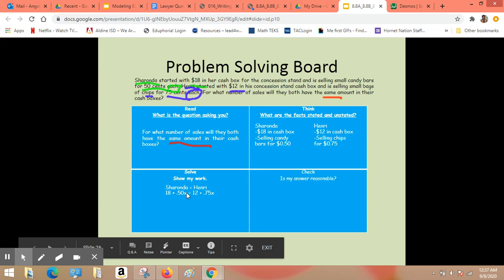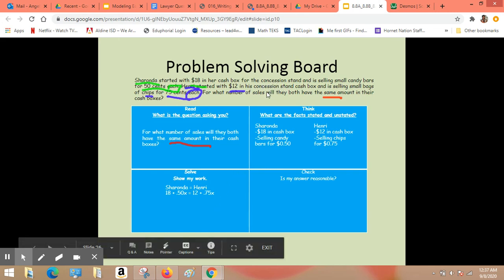So 50 cents each bag, x. I don't know how many bars of candy she's selling. So boom, just throw in the letter. And Henry started off with $12 and he's also selling. So we're going to put plus bags of chips at 75 cents each. Do we know how many bags of chips he's selling? No, we don't know it yet.